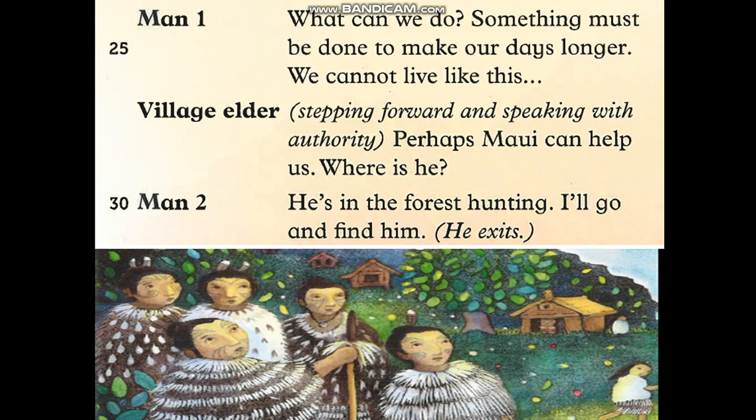So in the new day, they are outside of their houses. Man 1, now we have a new character, man 1, and village elder. Like we said, village elder is an old person who is wise and important. And then we have man 2.